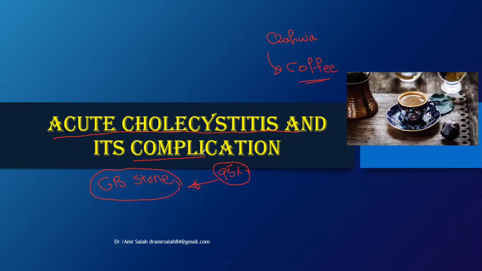So, what is acute cholecystitis? As we know, itis means inflammation, okay? And cholecyst means gallbladder. And acute, the condition being acute. So this is the condition in which there is inflammation of the gallbladder and the patient is in acute phase. Okay, he is suffering, he has symptoms. Now, what are these symptoms?